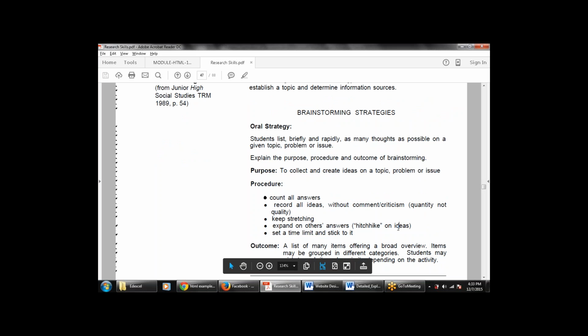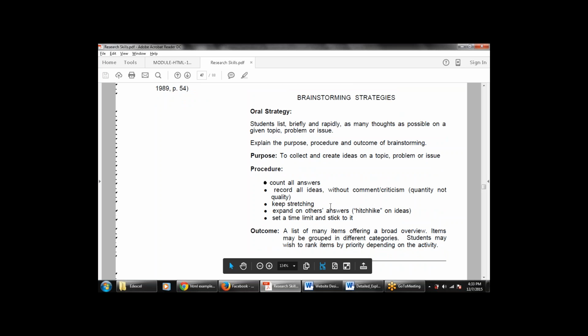That means whatever answer is available, you can expand the content, and set a time limit and stick to it. That means time management is very important. That is also a part of the procedure.